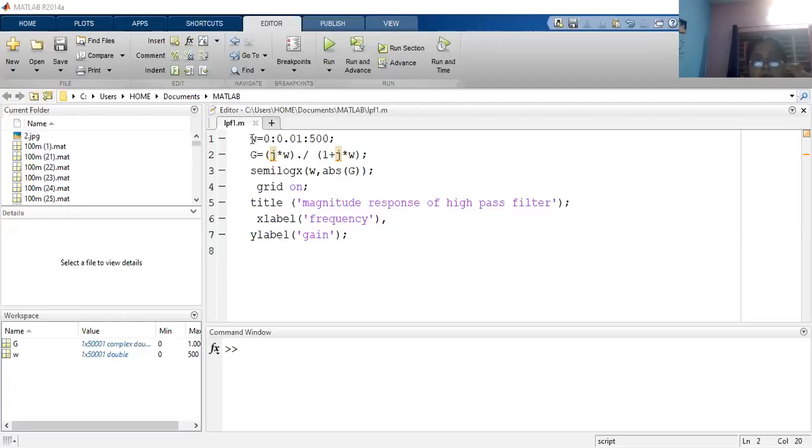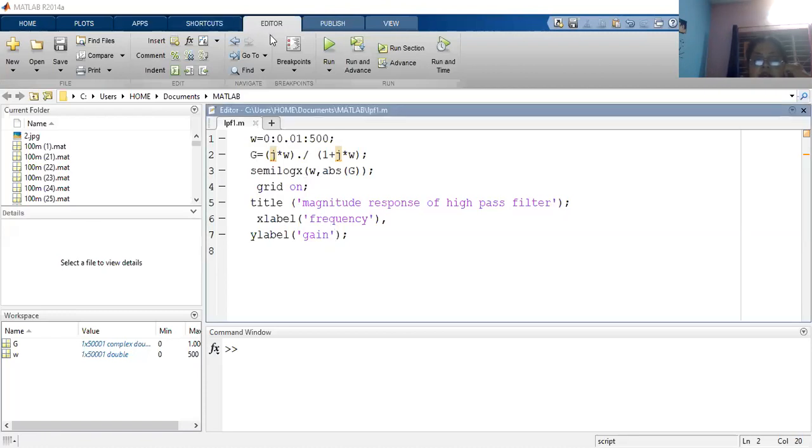In this, I have written the MATLAB code for this program. W, G, we have defined the gain. Semilog, we have defined on the semilog axis W and absolute value. Grid on, we have put the title magnitude response of the high pass filter. We have X label and Y label. After writing this program in the editor window, we have run this program, and the plot will be like this.